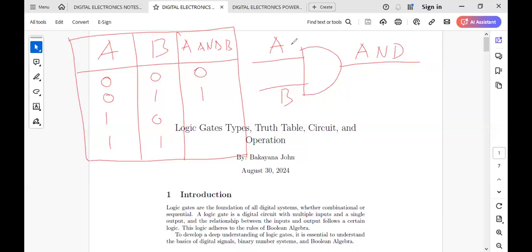Algebra simply means dealing with numbers or unknowns. The word on its own is not so much complicated. This was supposed to be a 0, 0, 0, and a 1. That is for the AND gate. Is that okay?